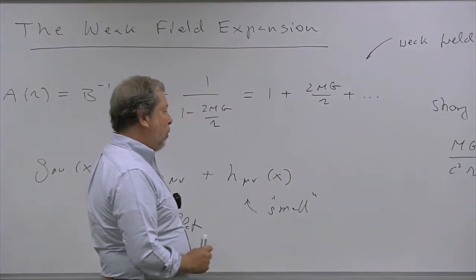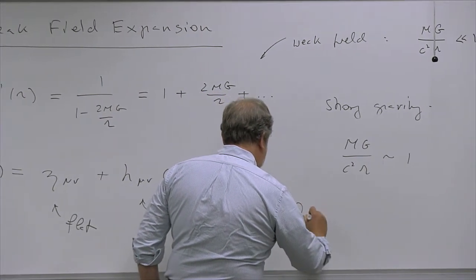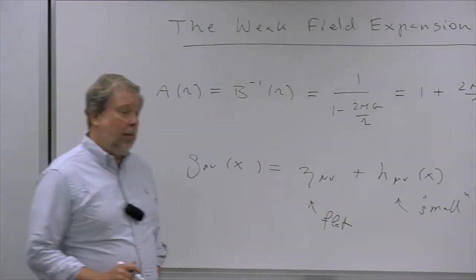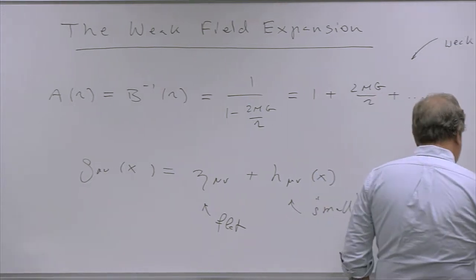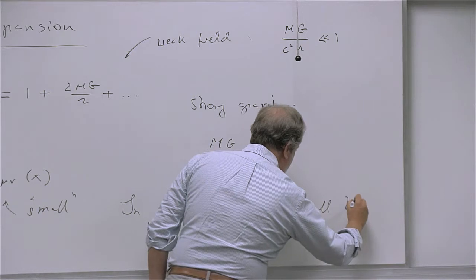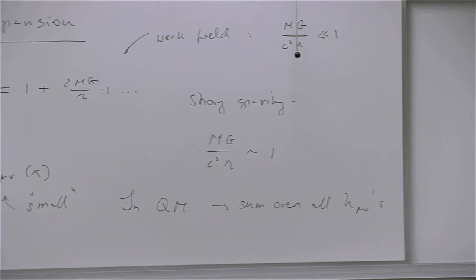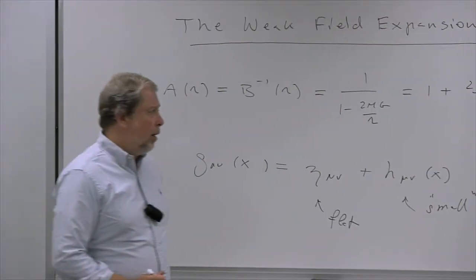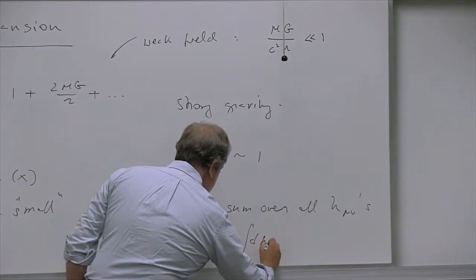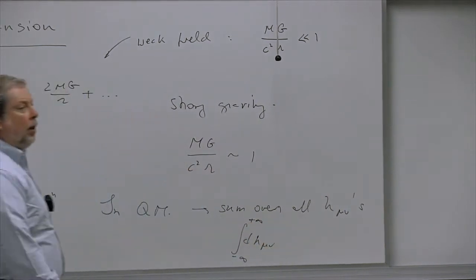Now, one last point which I want to bring up is that in the quantum theory, so in quantum mechanics, then of course, in Feynman's path integral approach, you're summing over all paths. And in this case, it means summing over all h mu nu, because you're going to do a functional integral over the gravitational field. And when you do a functional integral, then basically the h mu nu is going to be integrated between minus infinity and plus infinity.